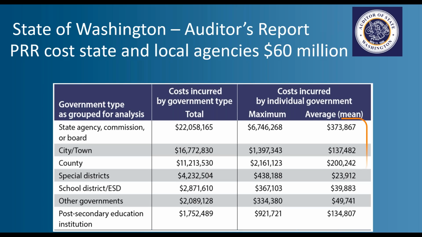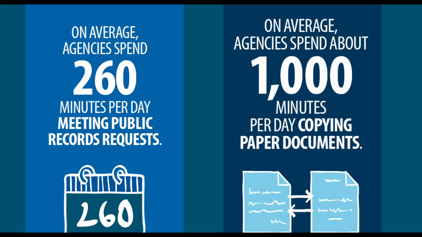The average county or city is right around the $150,000 per year mark, and they're trying to combat this with budgets of $20,000 or $30,000. So the question is, how do you continue to afford the cost of public records requests when the costs are going up, but on a limited budget? And where are those costs coming from? Here's a couple of stats from the report: on average, agencies are spending 260 minutes per day meeting public records requests. So that's over half of your working day being spent trying to fill public records requests.